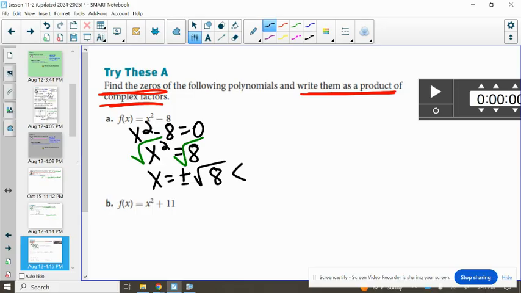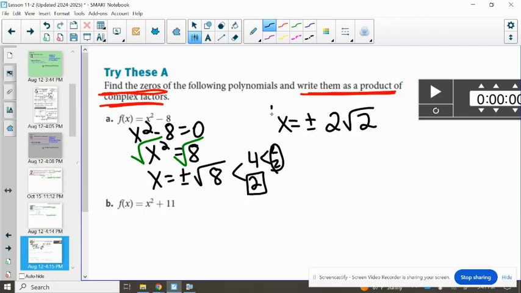Now officially, 8 can be broken down. If we break this down as fully as possible, the perfect square of 4 goes into it. That's 2 and 2, right? So that moves outside the radical. This 2, though, did not have a buddy to move out with it, so it would stay inside. So this time our x values would be positive or negative 2 root 2.